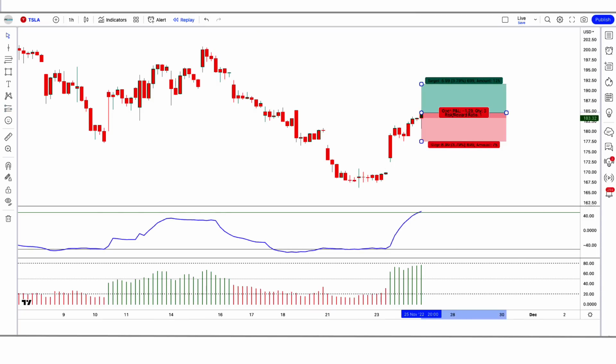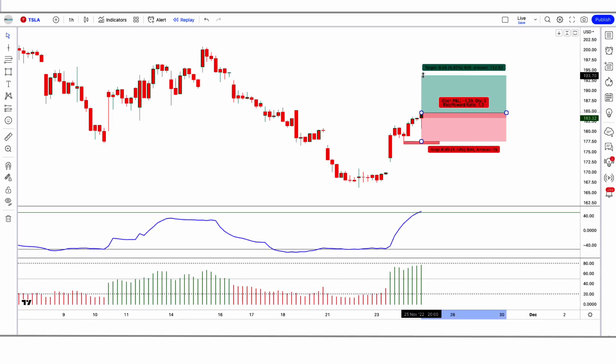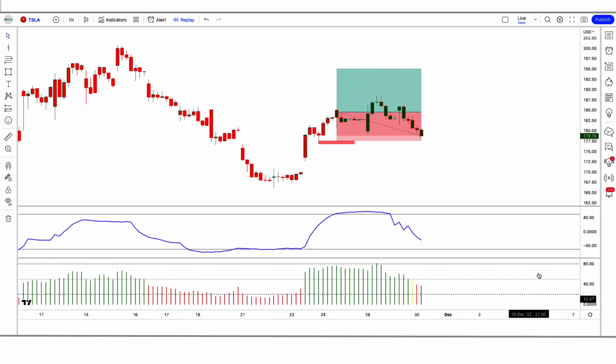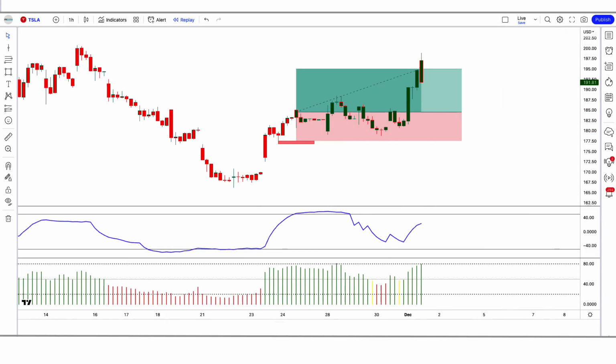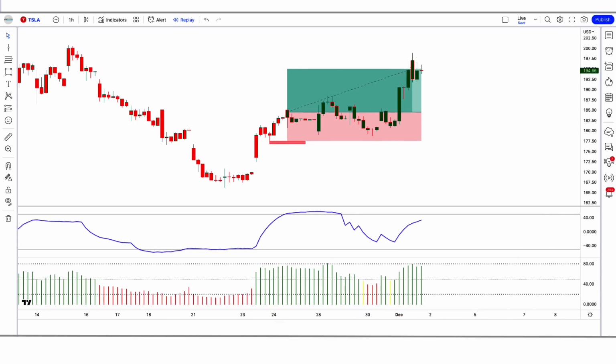Our stop loss is to be placed at the low of the previous market. And the risk to reward ratio will be 1:1. The market has completely hit the target. I hope you must have understood this trading strategy.